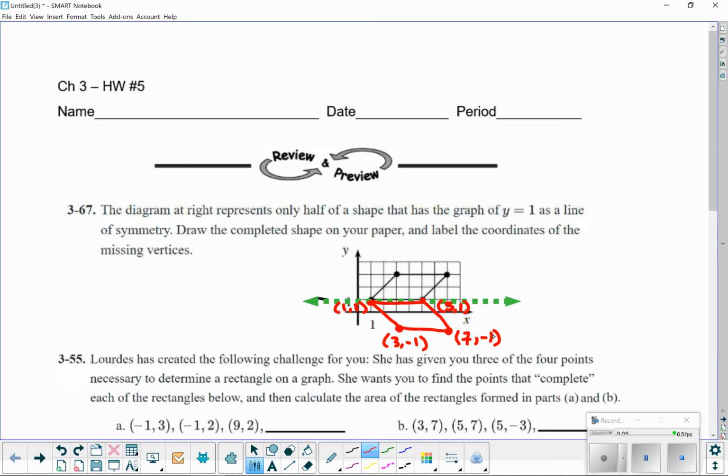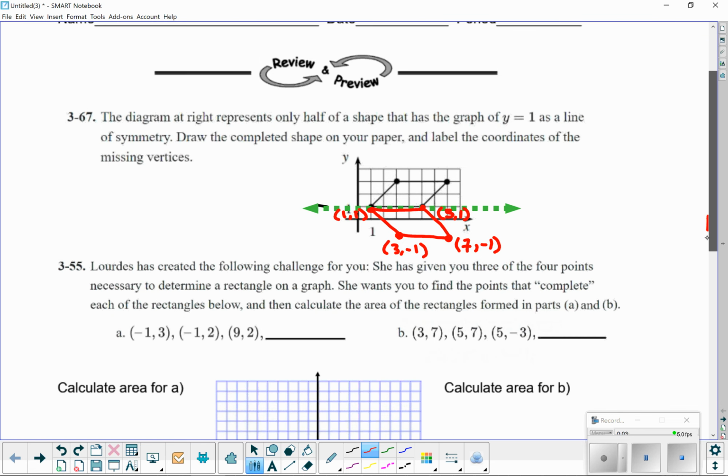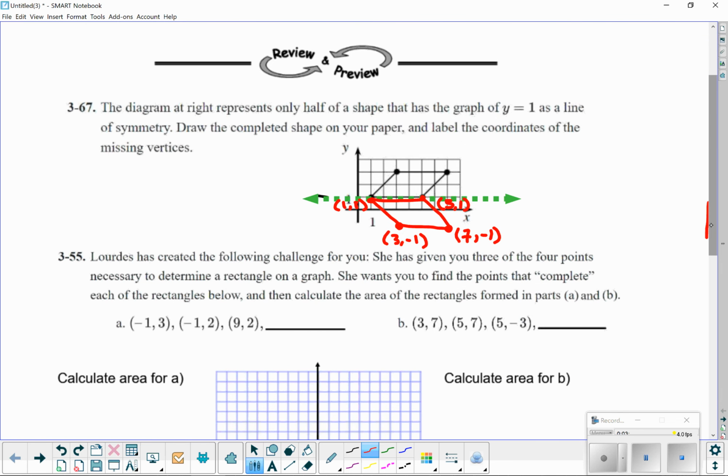Okay. All right. Number 55. Lourdes has created the following challenge for you. She has given you 3 of the 4 points necessary to determine a triangle on a graph. She wants you to find the points that complete each triangle below, and then calculate the area of the triangles formed by parts A and B.